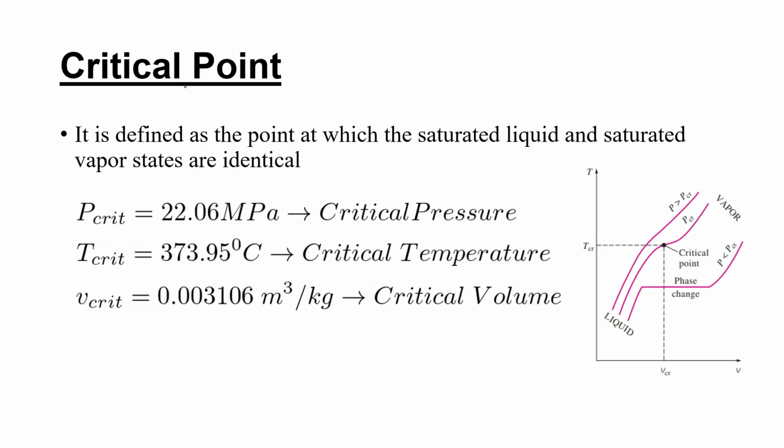So let us see what the critical point is. The critical point is defined as the point at which the saturated liquid and saturated vapor states are identical. There is no distinction between saturated liquid and saturated vapor. Here it is the saturated liquid and here it is the saturated vapor. At this critical point, saturated vapor and saturated liquid both coincide.